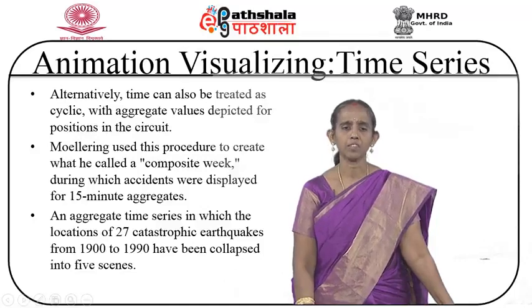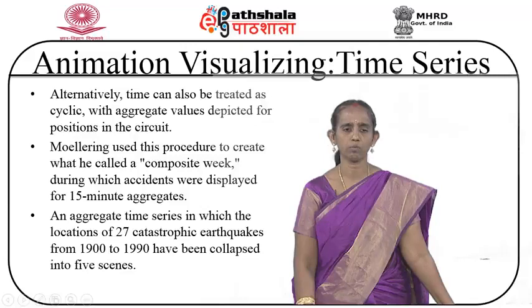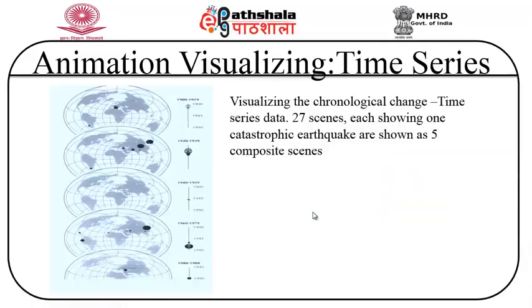An aggregate time series in which the locations of 27 catastrophic earthquakes from 1900 to 1990 have been collapsed into 5 scenes is being shown here in the form of a time series animation. This is a visualization of the chronological change of the time series data, 27 scenes, each showing one catastrophic earthquake, shown as 5 composite scenes here.